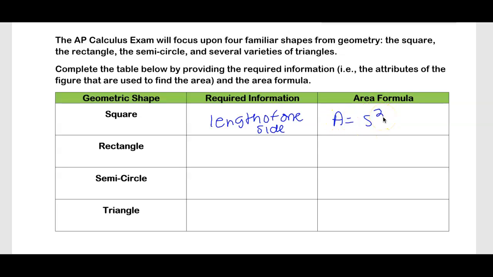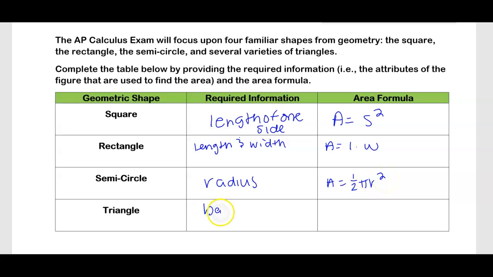A rectangle we need base and height, so area equals base times height. A semicircle, what do we need? Radius. So area equals 1/2 pi r squared. And then a triangle: base, height, angles.